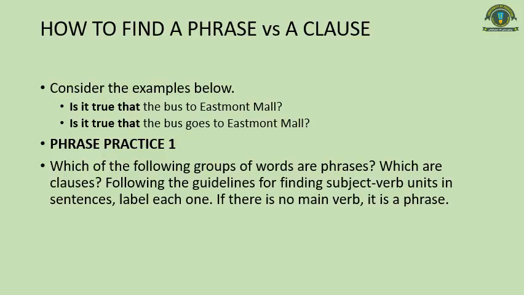The first question above does not make sense. It does have a subject, the bus, but it doesn't have a verb and it's not a complete idea. It is a phrase and hence a sentence fragment. However, the second question does make sense. It has a subject and a verb and is a complete idea. Therefore, the bus goes to Eastmont Mall is a clause and it is also a complete sentence.